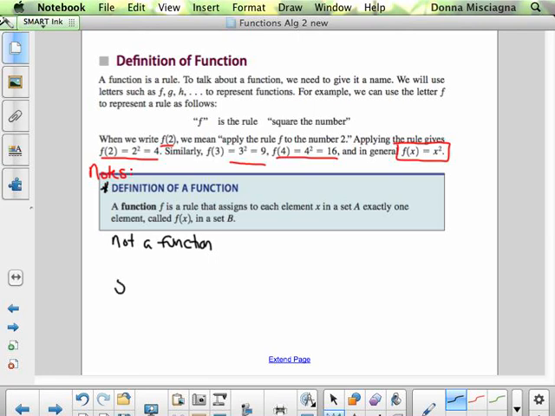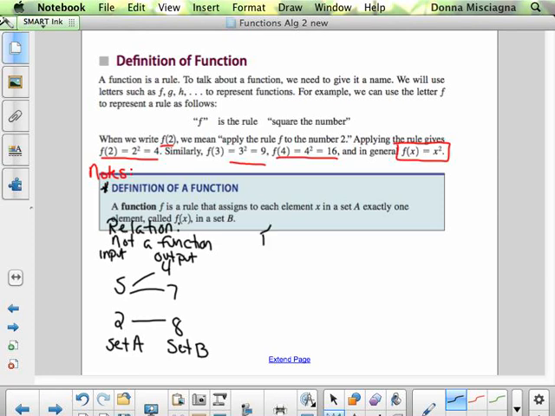So if I had 5 matched to 4 and 7, and maybe we have 2, and that's matched to 8, that's not a function because each element in set A is not matched to exactly one element in set B. So I've got one input value matched to 2 outputs. So that's not a function. And actually this is called a relation.